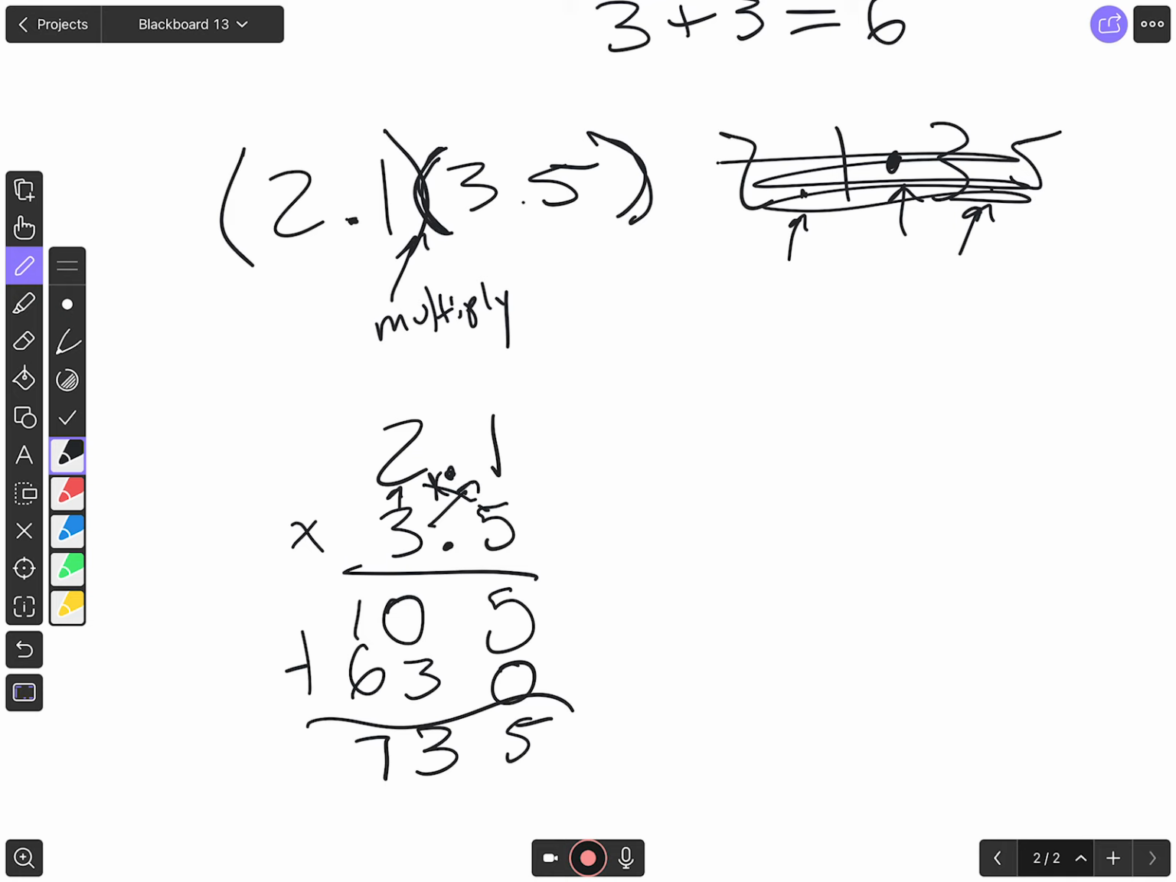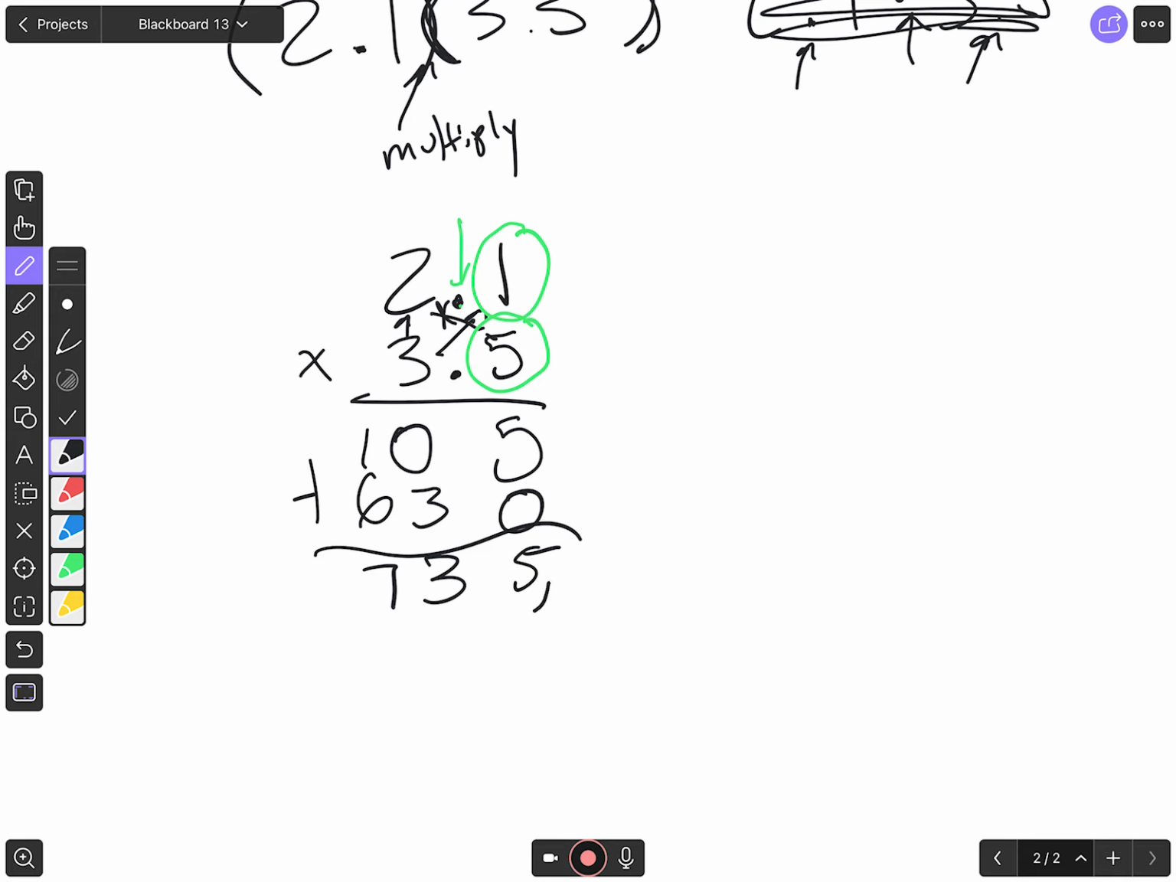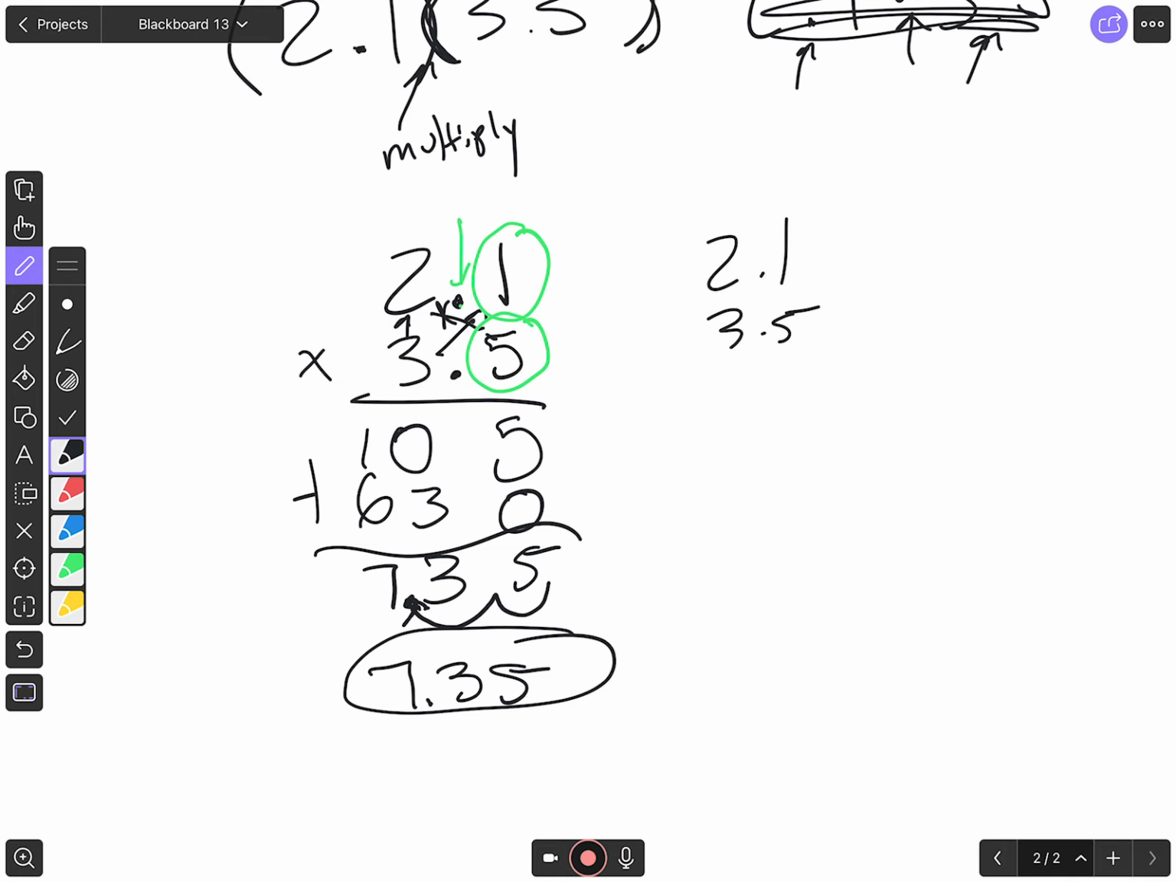Now here's the big question: where does the decimal go? What I do is I look at how many digits are on the right side of the decimal point. So I've got 1 there and 1 there. That's 2 decimals. What I do then is I would move the decimal point 1, 2, and I end up with 7.35.